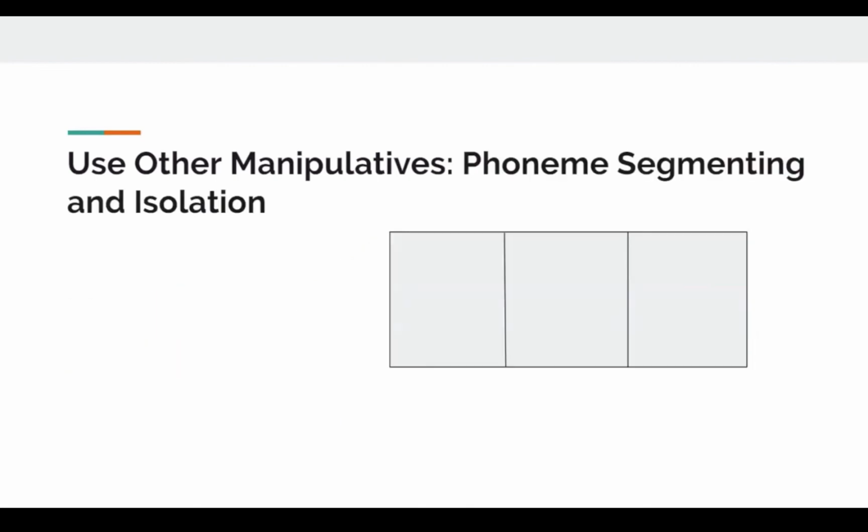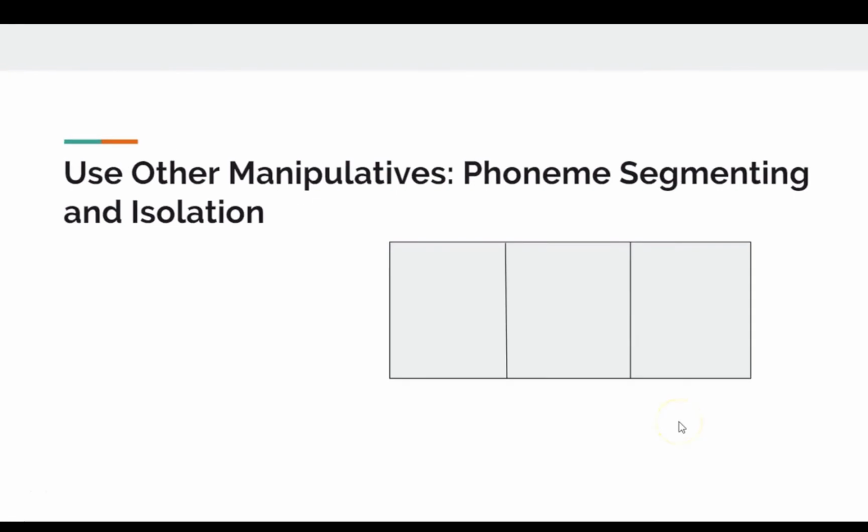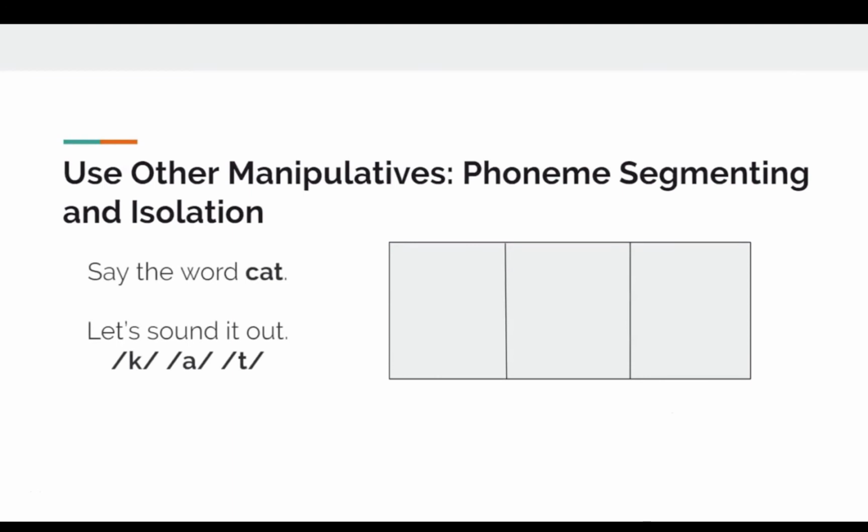Here's one way you can use these manipulatives in phoneme segmentation and isolation. We're going to pretend like we're using those colored chips from the previous slide and use them to help us with phoneme segmenting and isolation. For example, tell your students, say the word cat. Let's sound it out. K, at. With each sound they say, they can move one colored chip up into the above box.